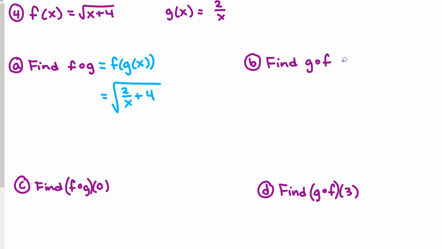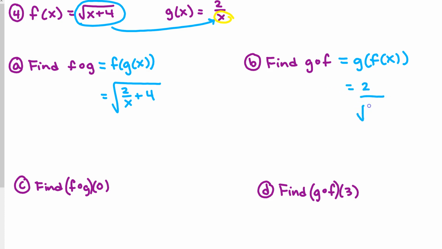For g of f, it means the same thing as g of f of x, where f is the inside function. So this whole thing is going in for x in the other one. It's replacing x. So that means we're going to have 2 over the square root of x plus 4. So this is how we can build more and more functions. We just keep combining small functions together.